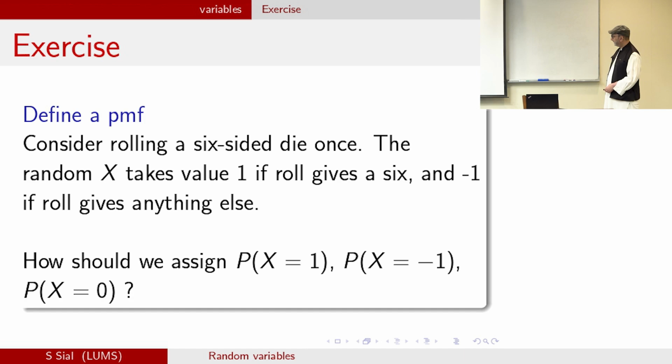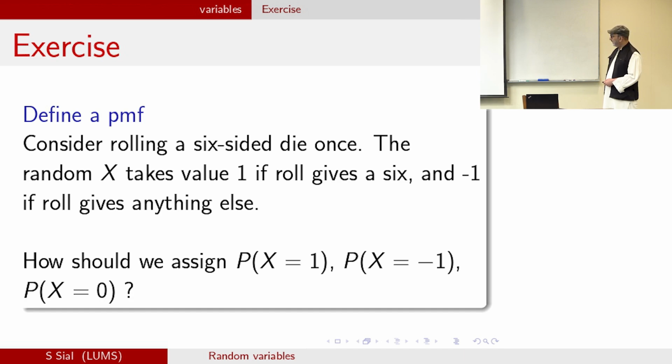Okay. So let's work one out. We're going to roll a 6-sided die once. Capital X is the random variable. It will take the value 1 if the roll gives a 6, and it will take the value minus 1 if the roll gives anything else. Okay? So it's a map from the sample space to the reals.